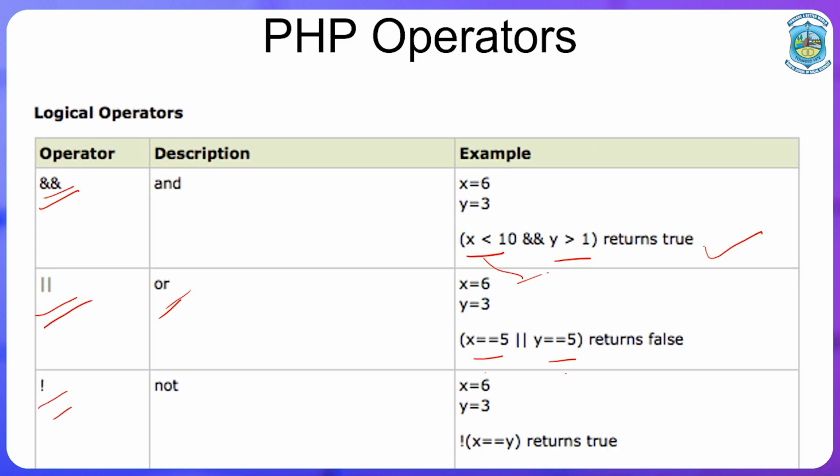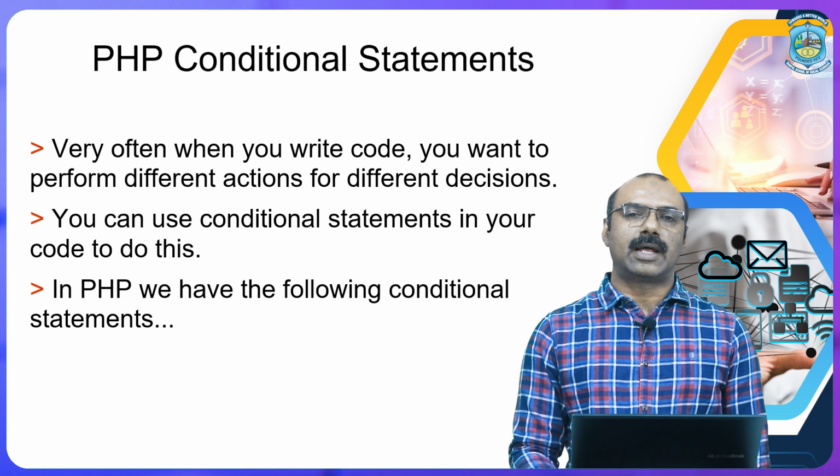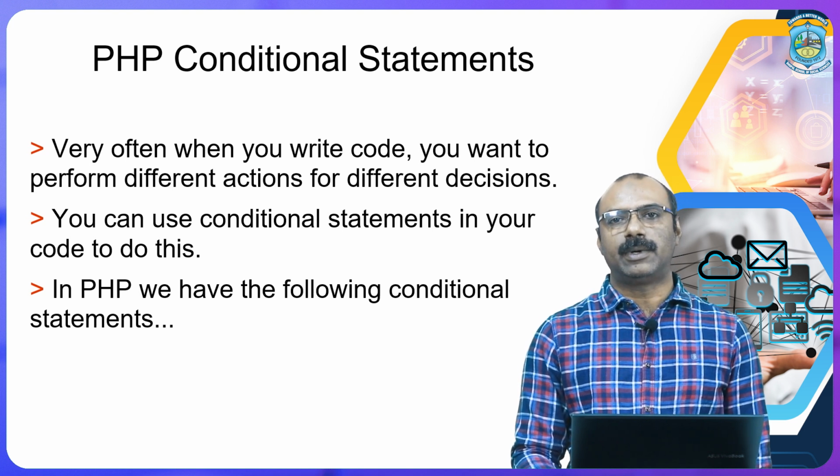And we already know about NOT. Not x equals y. So 3 is not equal to 6. It will return true, because we have used a NOT operator. So this is all about variables and operators that are used in PHP.